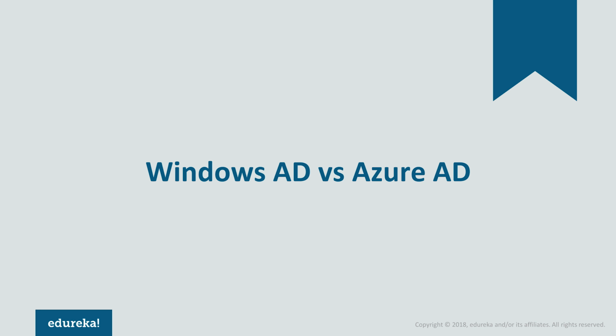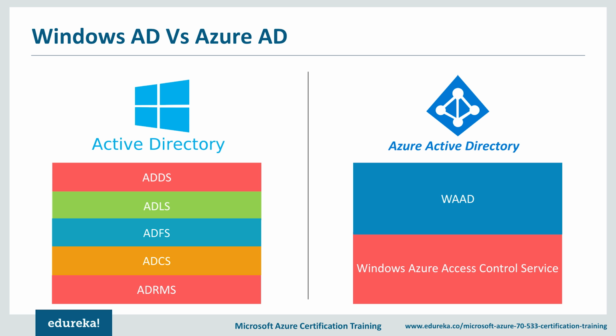So what is the exact difference between Windows AD and Azure AD? Let's try to understand that as well. Now, when you talk about Windows AD, that is Active Directory, these are the layers it has to take care of. You have your domain services, your lightweight directories, your federation services, certificate services, and rights management services as well. Now, these are so many things to take care of.